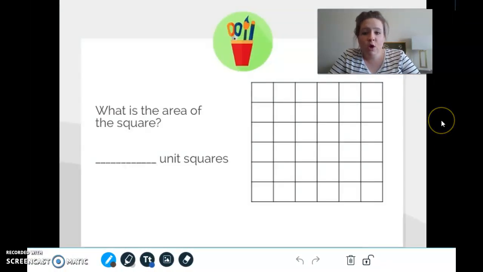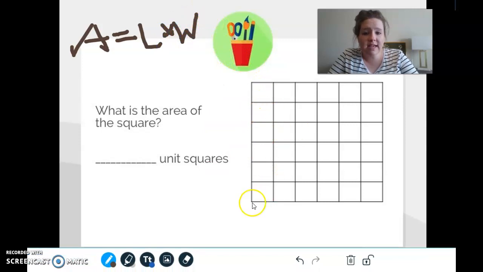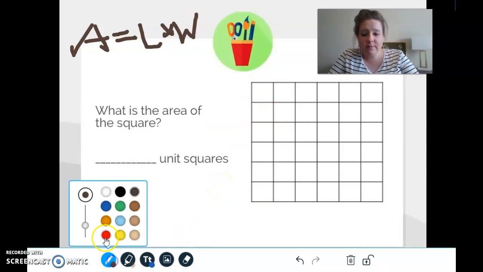All right. What is the area of this square? And the reason I'm not sitting here counting them is because I want us to get comfortable and familiar with using the length times width. A equals L times W. Area equals length times width. Because we don't always have these and we need to know how to find area.